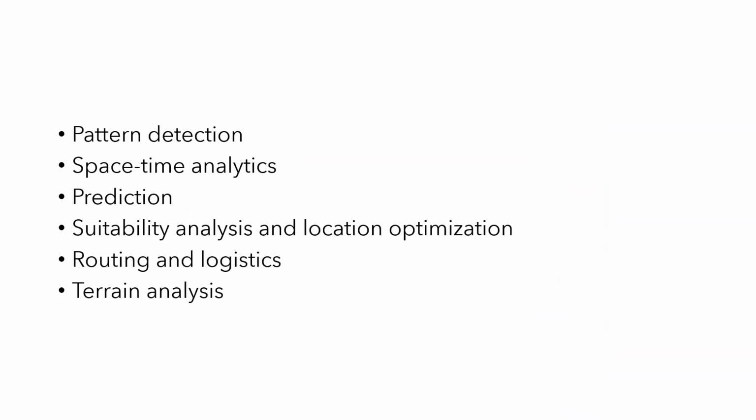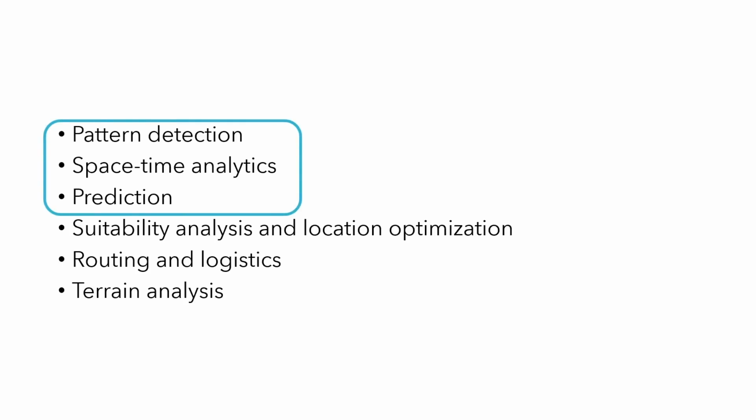Spatial analysis can help you do pattern detection, space-time analytics, prediction, suitability analysis, which is something that we see a lot of people in the data science space looking to do, and really seeing them combine that with prediction so that you can predict the most suitable location. And that's something that if you're not using a spatial tool, it can be really challenging to create the most representative model that will give you the most accurate results. Then you also have things like routing and logistics and terrain analysis.